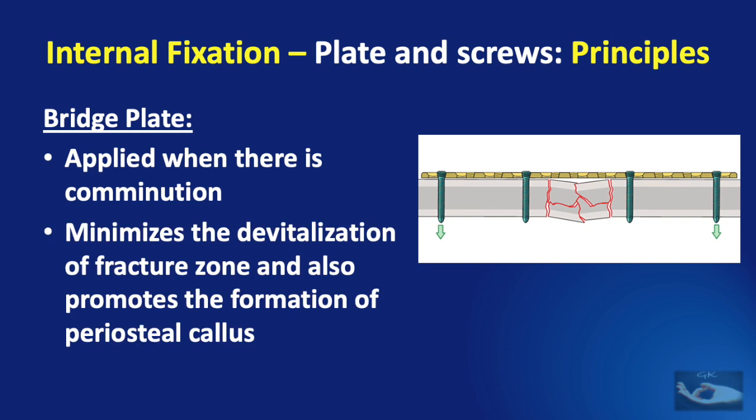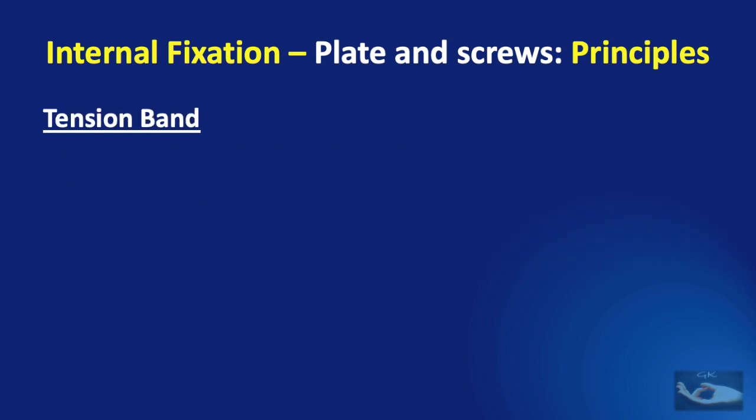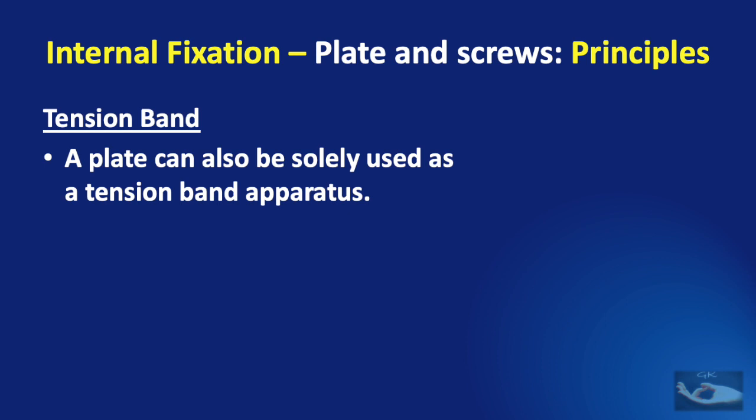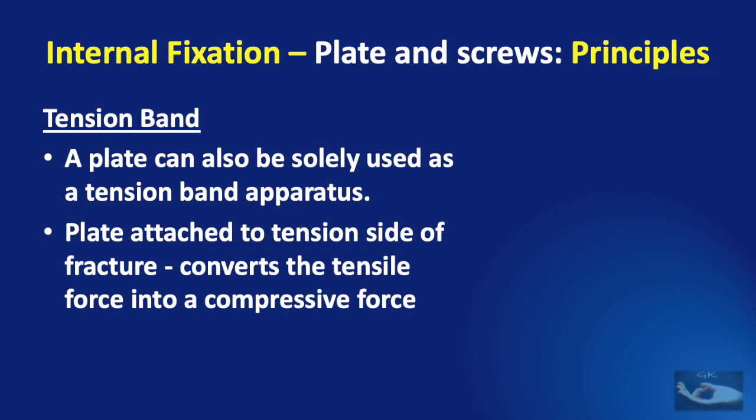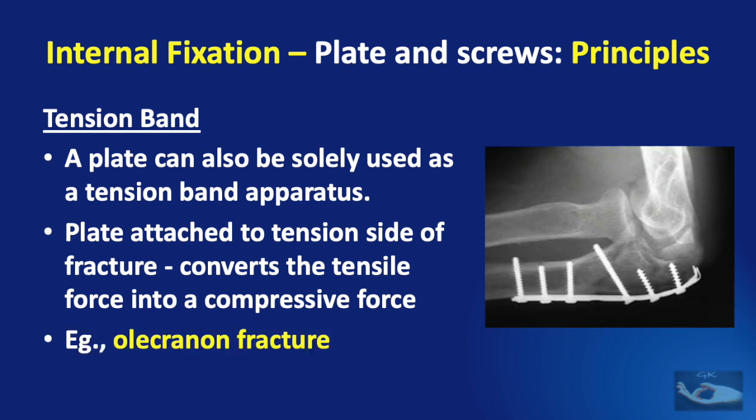A bridge plate is applied when there is a comminuted segment of fracture. It minimizes the devitalization of the fracture zone and also promotes the formation of a periosteal callus. In tension band plating, a plate can also be solely used as a tension band apparatus. Here, the plate is attached to the tension side of the fracture and it is based on the principle of tension band, that is, it converts the tensile force into a compressive force. An example is the tension band plating of the olecranon fracture.